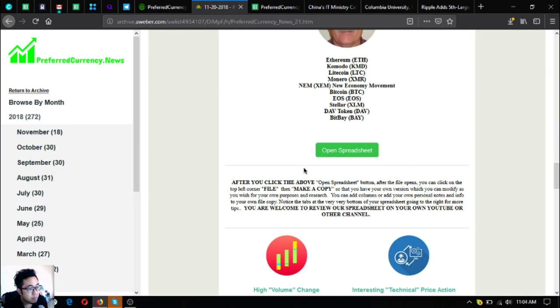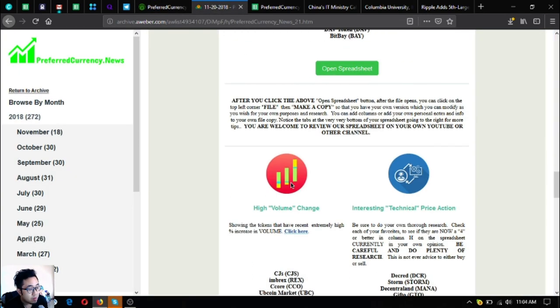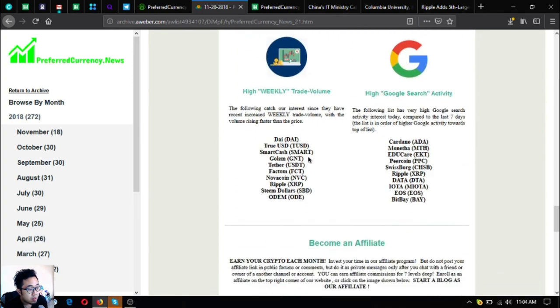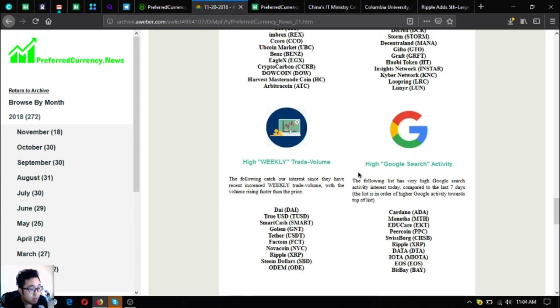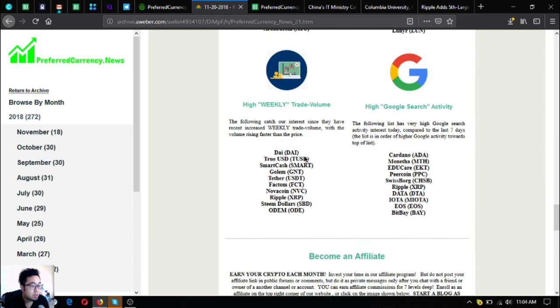So also you can view different lists here of the high volume change tokens or coins, interesting technical price action, the high weekly trade volume, the high Google search activity.